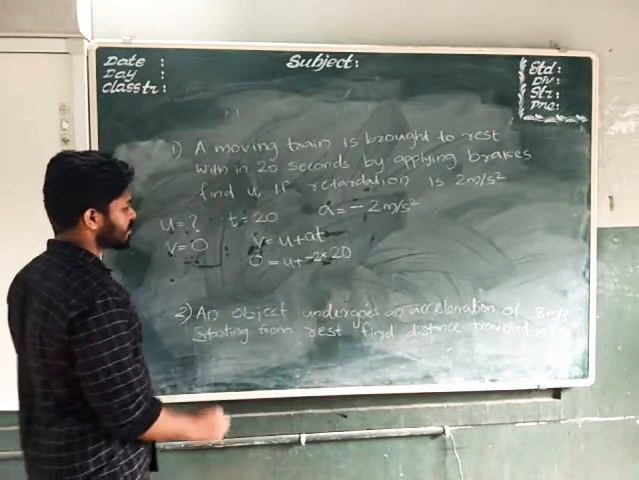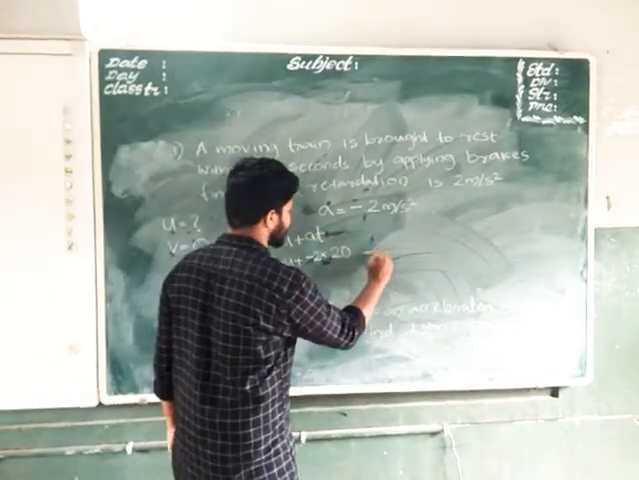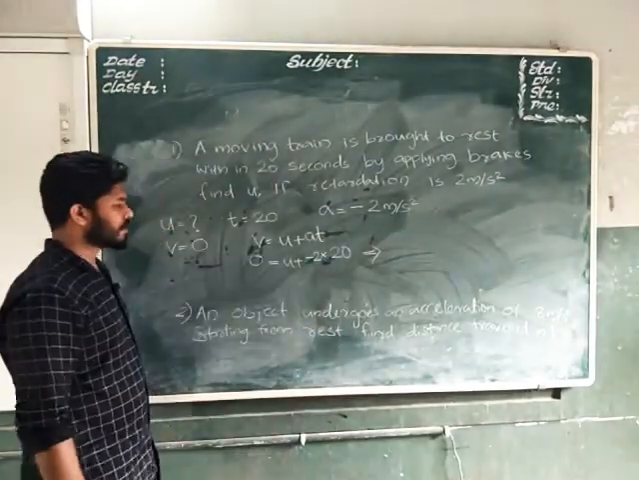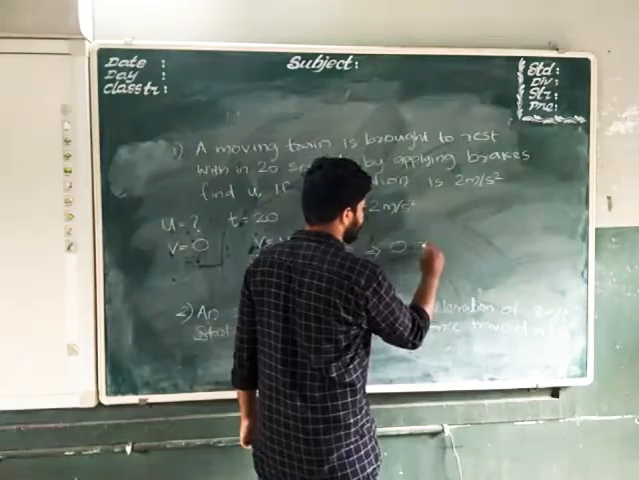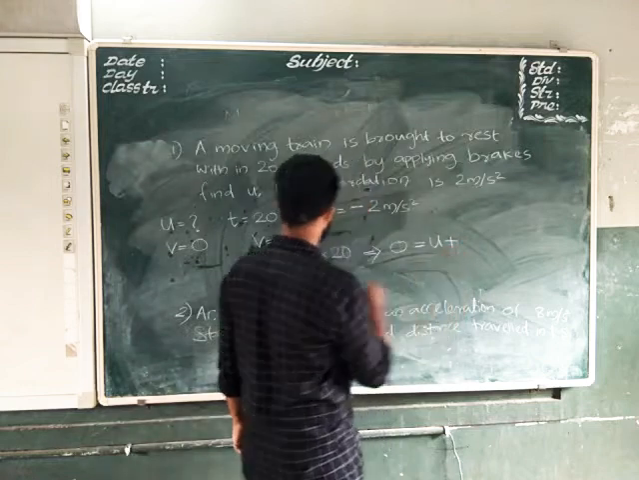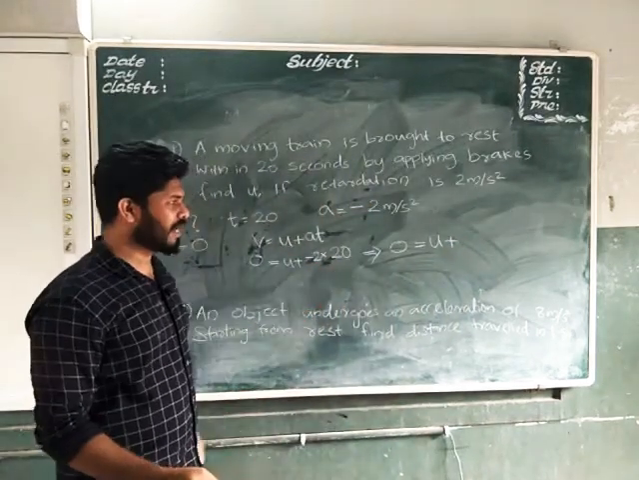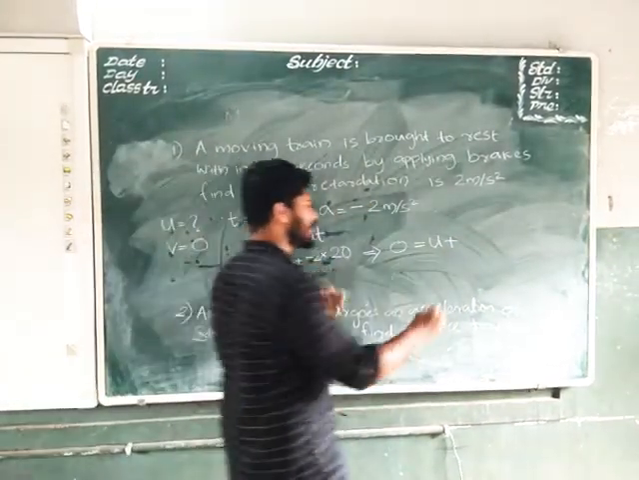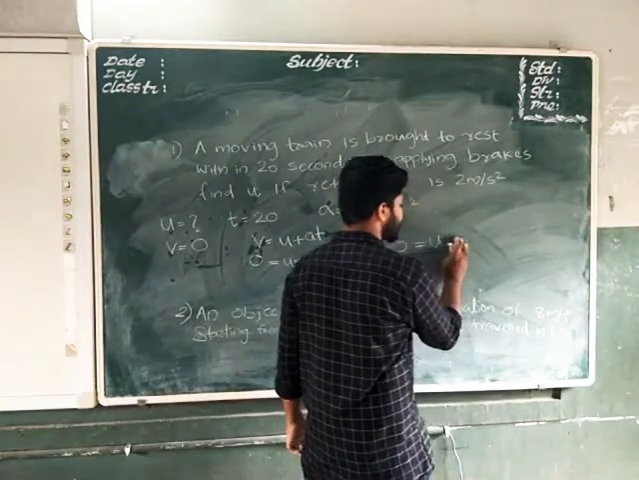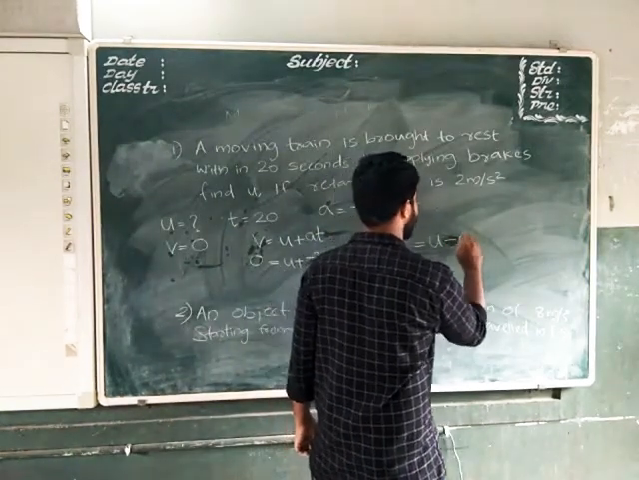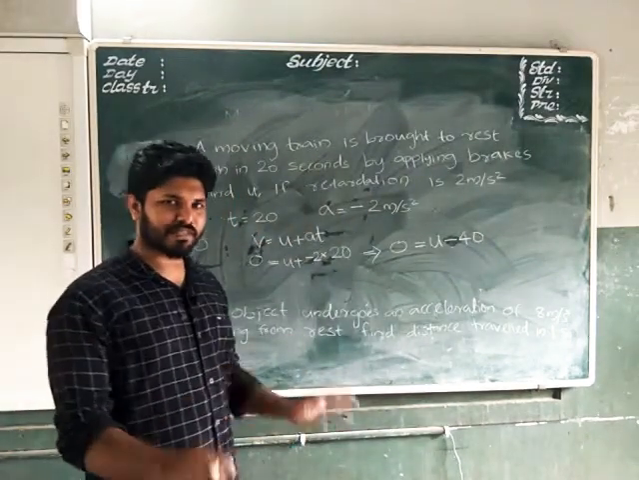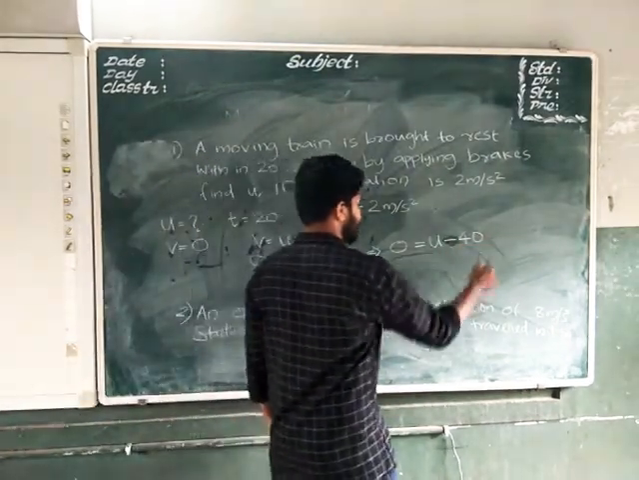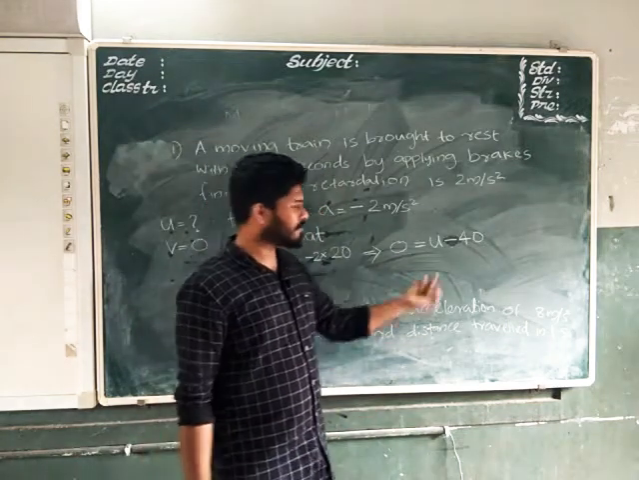I am writing it here. 0 equal to u plus minus 2 into 20. What is minus 2 into 20? That is obviously minus 40. So let me rub this plus and put minus 40. Plus and minus together become minus. So 0 equals u minus 40. Now I have to find u.